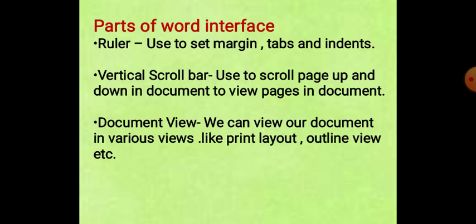Now on the right side of the Word window there is a scroll bar known as the vertical scroll bar, and it is used to scroll the page up and down in a document to view different pages. Next coming is the document view. Document view is located on the right side of the status bar, and it is used to show our document in various views like print layout, outline view, web layout view, etc.